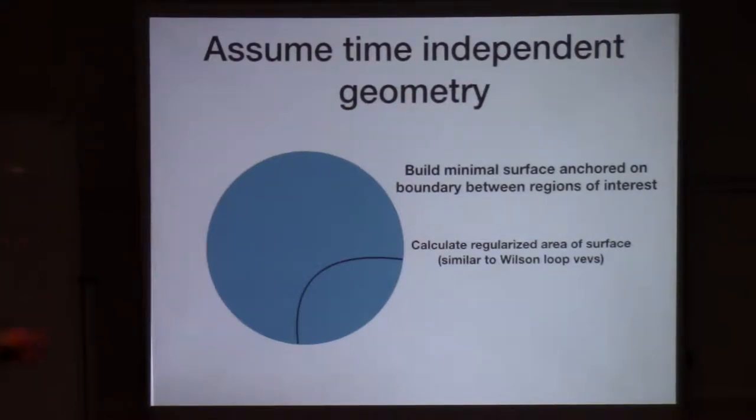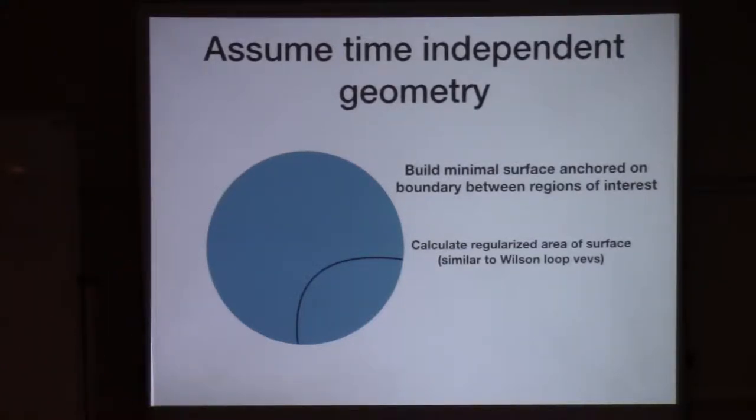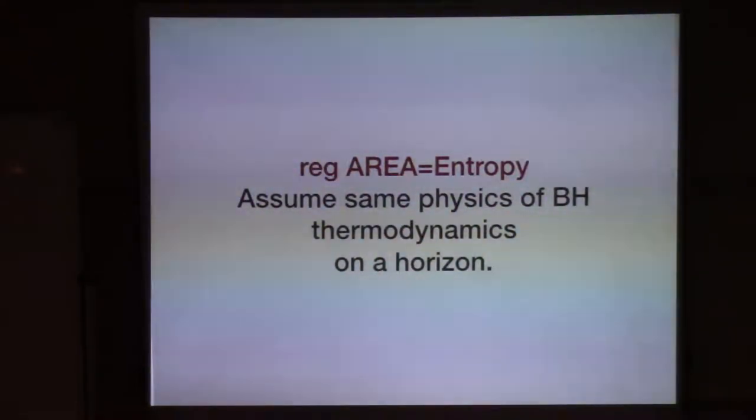So the first thing you assume is a time-independent geometry. This is all I need right now. And then they say, well, we have whatever geometry, some solution in the bulk that describes my state. And they said, build the minimal surface anchored on the boundary regions that you care about, between the regions of interest, just like we saw that Wilson loops were minimal surfaces. Well, these are minimal surfaces of a different dimension, and then you calculate the regularized area of the surface, that's the same as before, so it's the same thing as the Wilson loops. But we use this idea of gravity, that the area is equal to the entropy. Why? Because it's Bekenstein-Hawking kind of thermodynamics on a horizon. Okay.